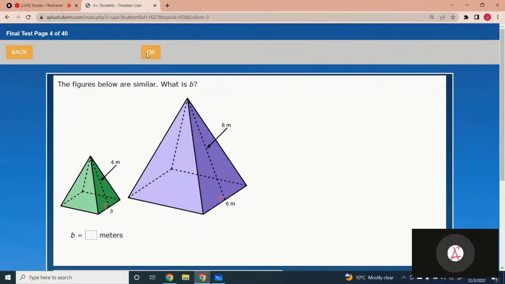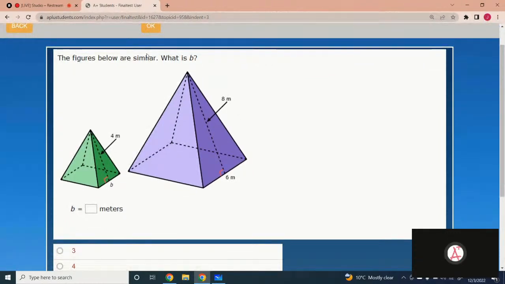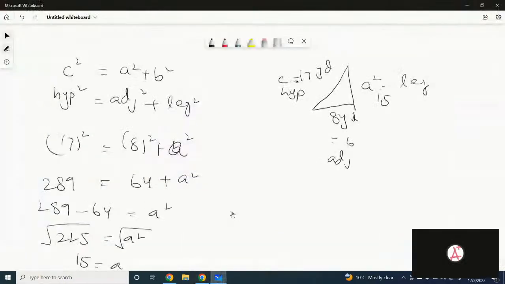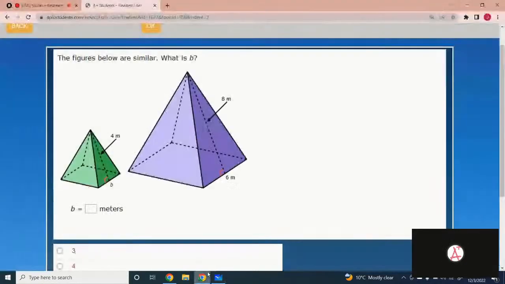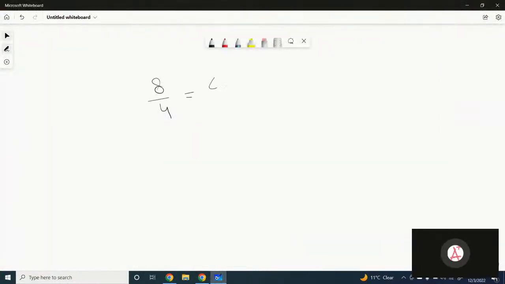Okay, the next one is: the figures below are similar. What is the value of B? So you have to find the proportion between the similar sides. For the greater one, the length is 8, and for the smaller one, it would be 4. So it would be 8 divided by 4, and make a ratio for the missing side. So it would be 6 for the longer prism, and B for the smaller, so 6 divided by B. So just solve this proportion for B. You have to find the value of B.